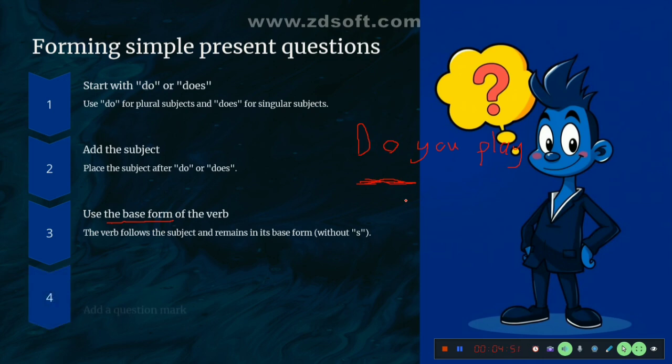Step four, add a question mark. End the sentence with a question mark to indicate a question. When we end our sentence, please use a question mark. This is so important. This shows that we are using the question form of the simple present.